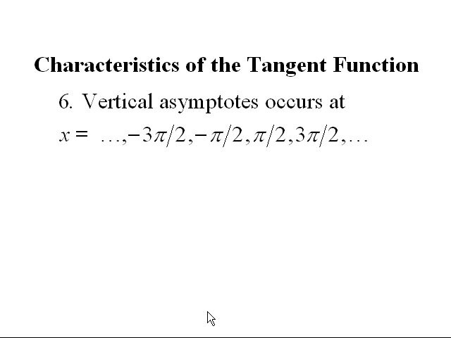And the last thing to notice is where those vertical asymptotes happened. They happened at pi over 2 and pi over 2 with multiples of pi added on.